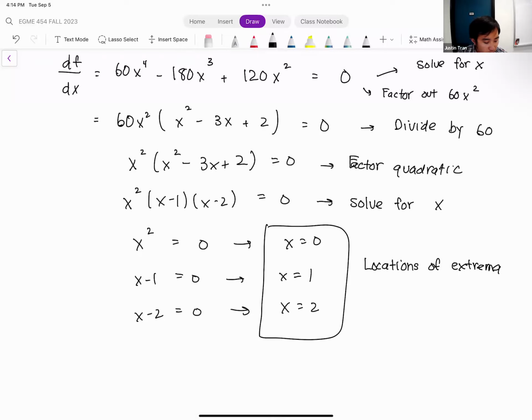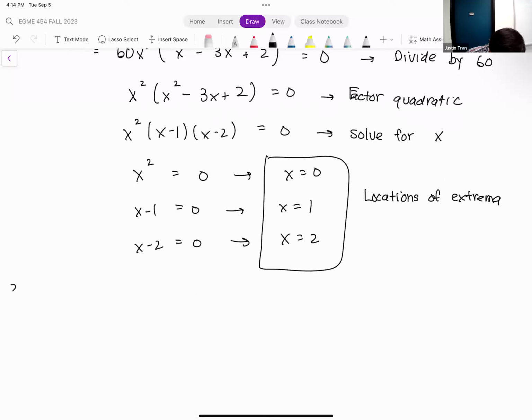All right, so now that we know what the extrema are, so we have x equal to 0, 1, and 2. We don't know whether all three of these are minima. If a couple was a minima, or maybe one's a maximum, or maybe we have one that's neither. And so we need to move on to step 2.